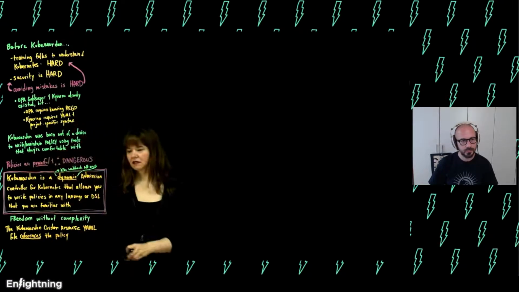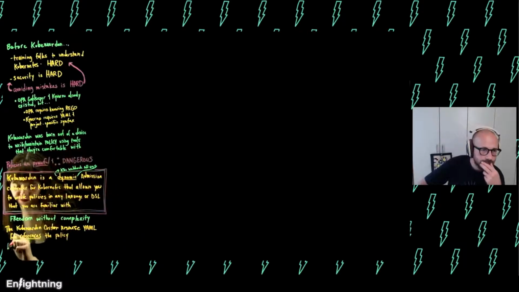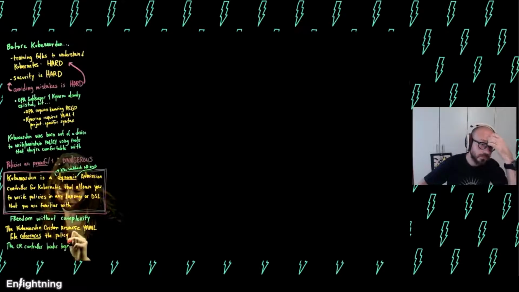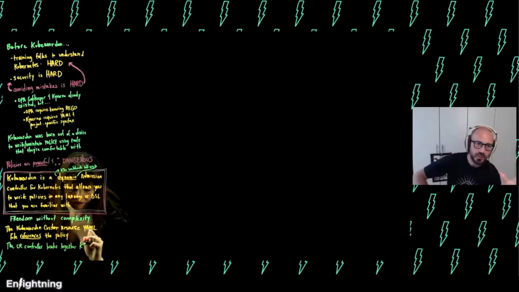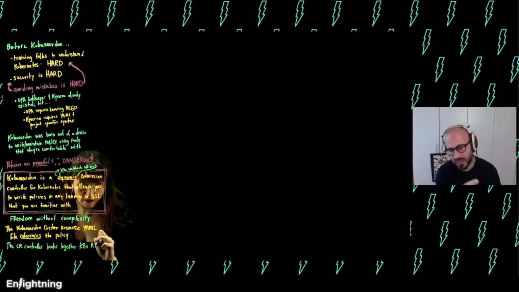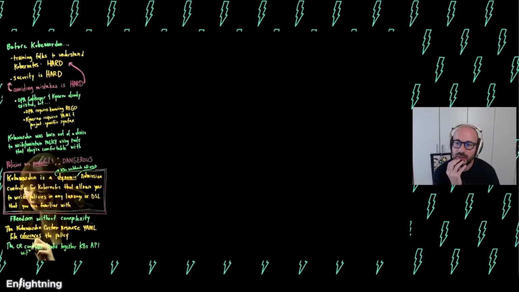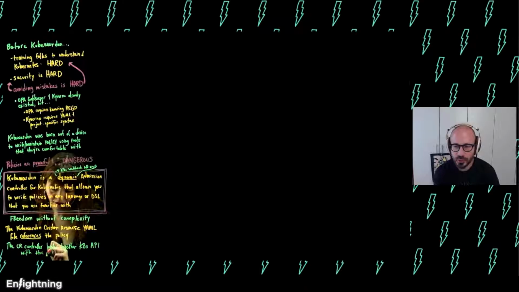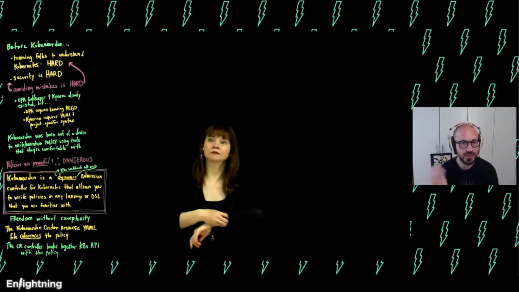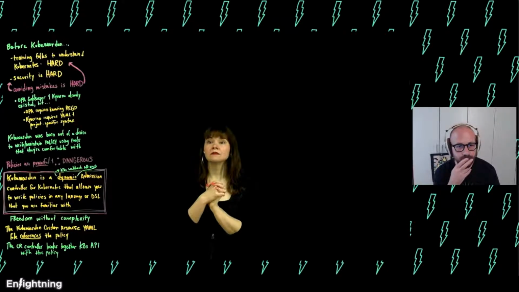What do you think? Yeah, the CR controller hooks together the Kubernetes API with the policy. Because it's the API server that is made aware that there is a new admission controller that has to be interrogated when certain events happen. Excellent.